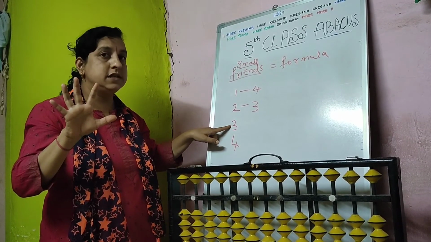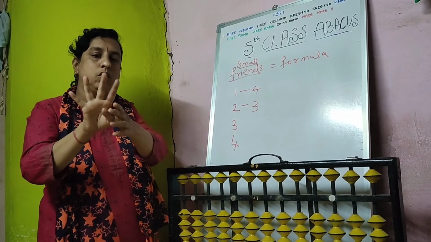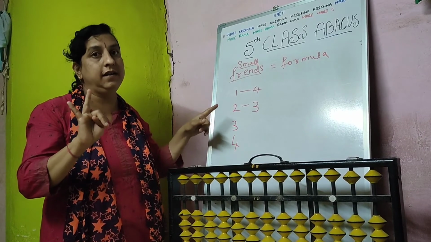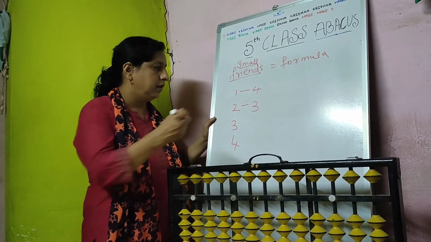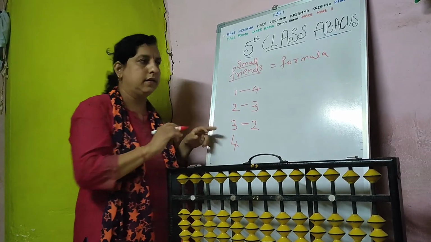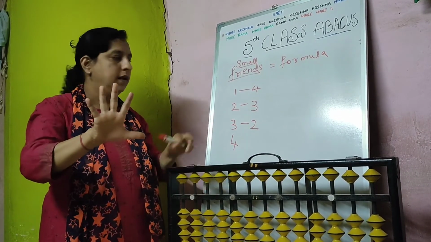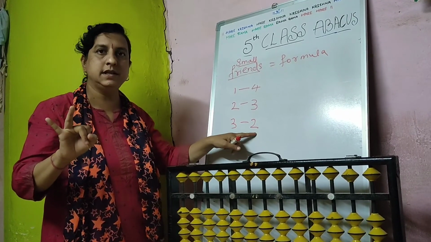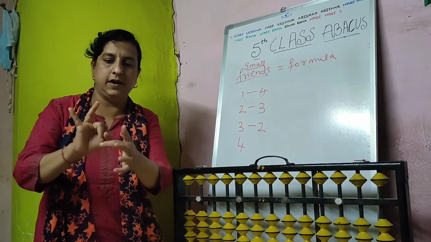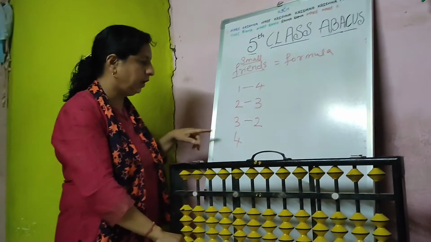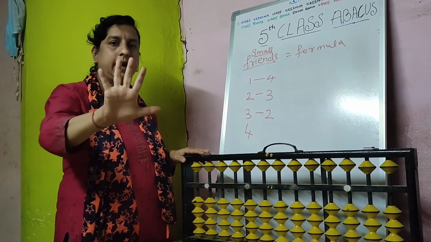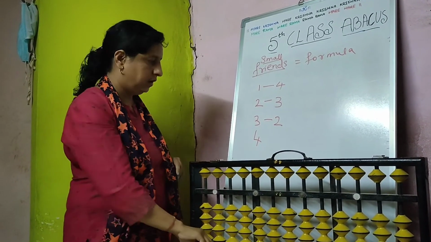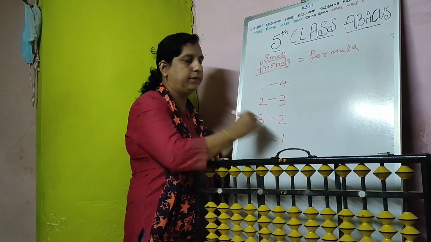Then who is 3's friend? How to know that? First close these 3 fingers. How many fingers are open? That is its friend. 2's friend is 3, and 3's friend is 2. See here, 3 means you have to close 3 fingers. How many fingers are open? 2. So 3's friend is 2. Now 4. We don't know who 4's friend is. Again open 5 fingers, close 4 fingers. How many fingers are open here? 1. So 4's friend is 1.